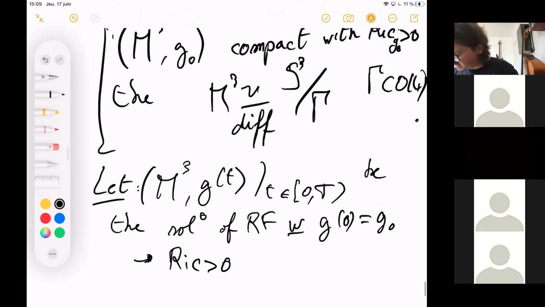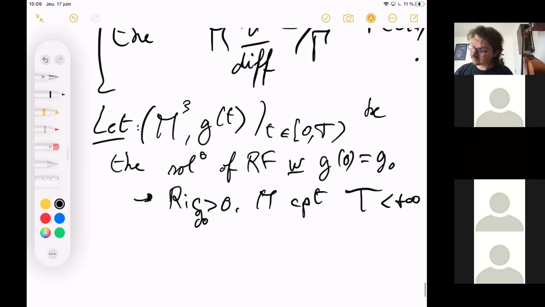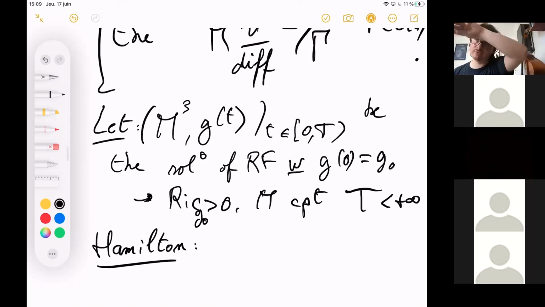Since Ricci is positive and M is compact, Ricci is strictly positive, and the scalar curvature is strictly positive, so T is finite. And Hamilton actually proved that the curvature is blowing up when t goes to big T. That was part of the existence theorem, which was actually also proved.